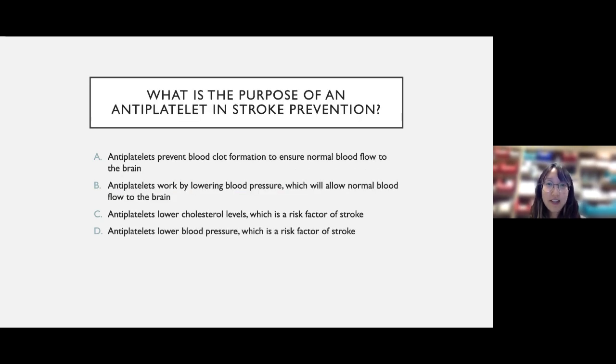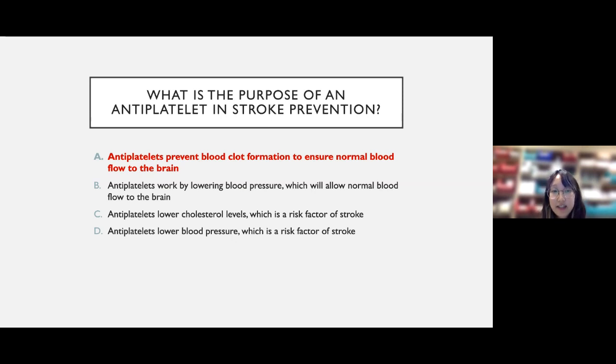Now this question here is asking what is the purpose of an antiplatelet in stroke prevention? And the correct answer is A, antiplatelets prevent blood clot formation to ensure normal blood flow to the brain. Choice B states antiplatelets work by lowering blood pressure, which will allow normal blood flow to the brain, and that's false because that would be talking about our blood pressure medications, our antihypertensives.